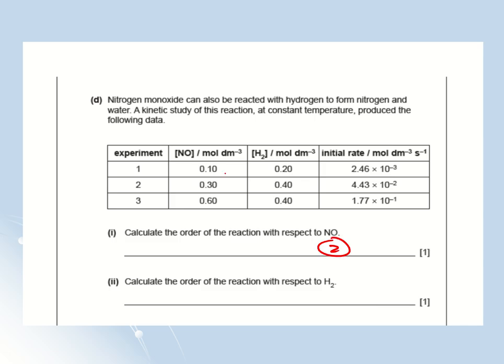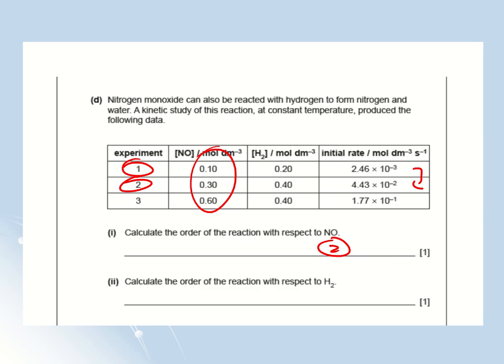Let's have a look at my hydrogen. We can see all of these are always changing, so that's a bit of a pain, but we just got to deal with it. Okay, so we will put in our rate. We're going to use experiment 1 and 2. I can't use 2 and 3 because hydrogen doesn't change 2 to 3. That would make no point. I could use 1 and 3 if I wanted. Okay, but we're going to use 1 and 2.